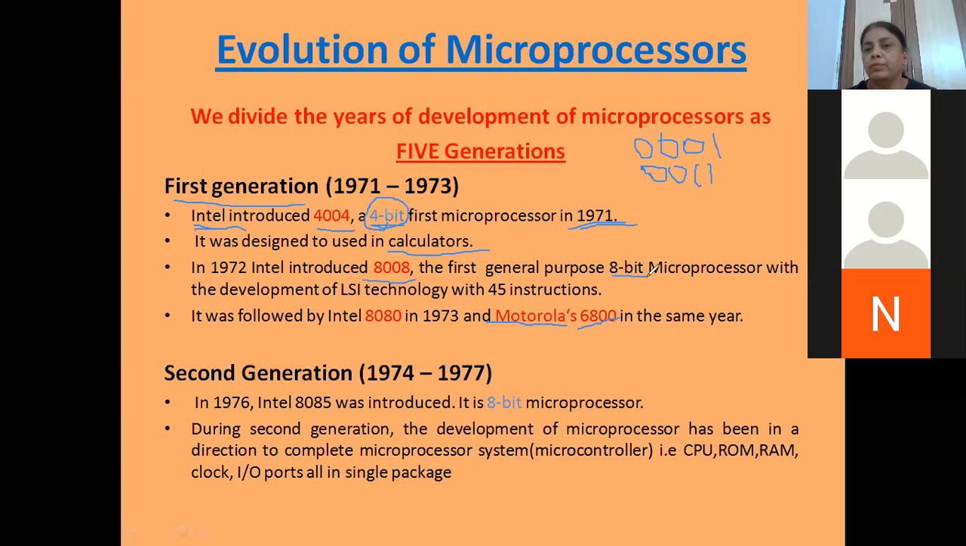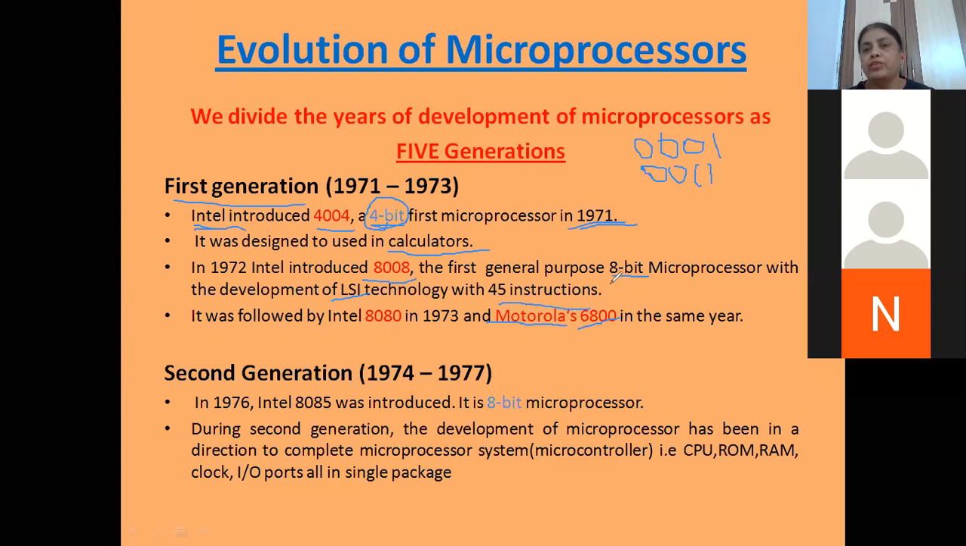That was an 8-bit general purpose microprocessor. With the development of LSI technology, LSI is large scale integration technology, meaning how many gates I can fabricate in a single chip. That is called technology. So we have large scale integration, very large scale integration, super large scale integration, like that. That time it was LSI. Now we are in super large scale integration. Okay, with 45 instructions. Understood?